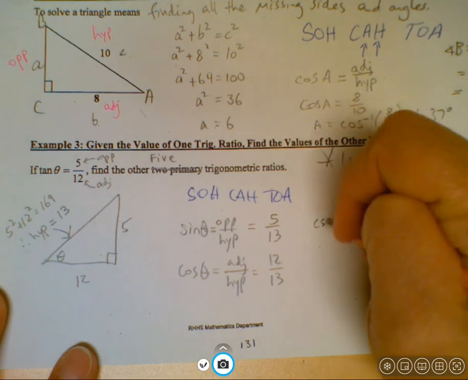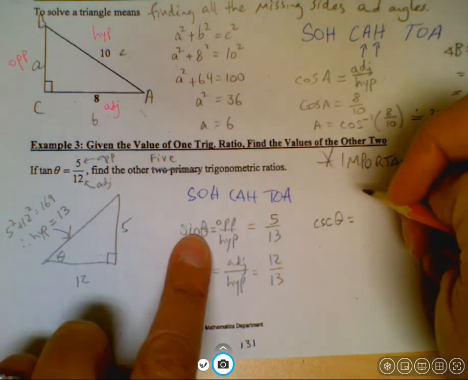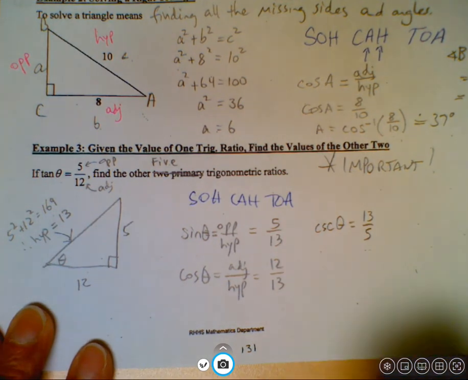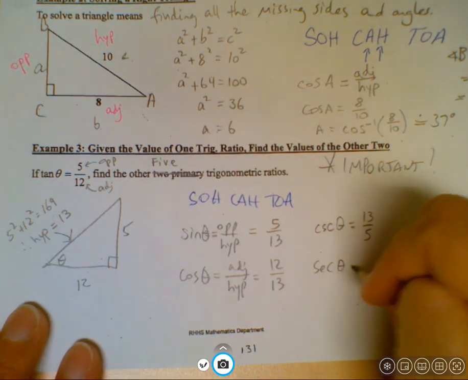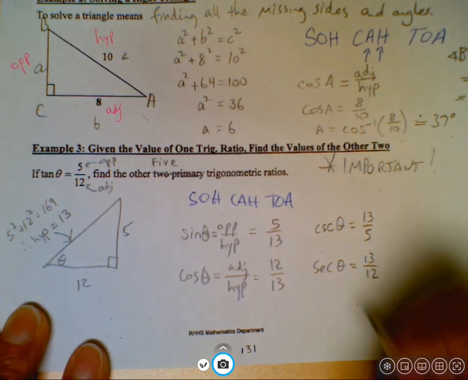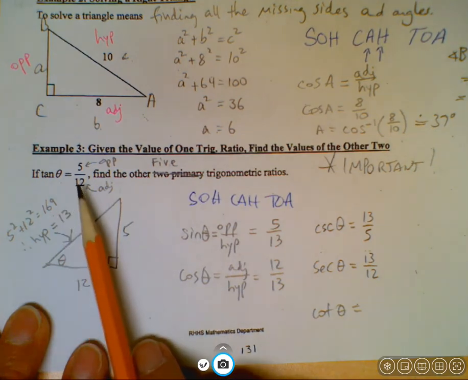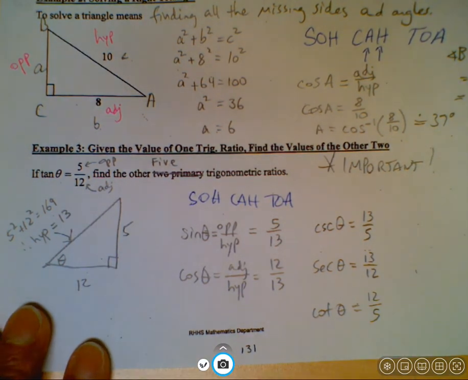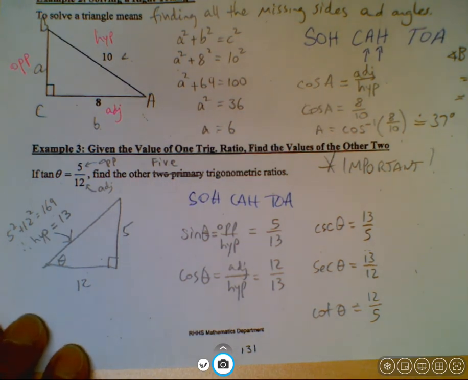So cosecant theta is going to be the reciprocal of sine. So that's just 13/5, the reciprocal of this. Secant theta is the reciprocal of cosine, so that's just 13/12. And cotangent theta is the reciprocal of tangent, which we know, so that's 12/5. All right, and so that takes care of everything you need to know for right angle triangles, right?